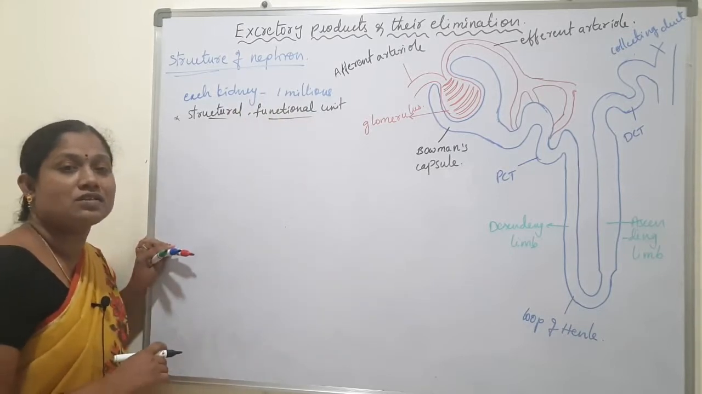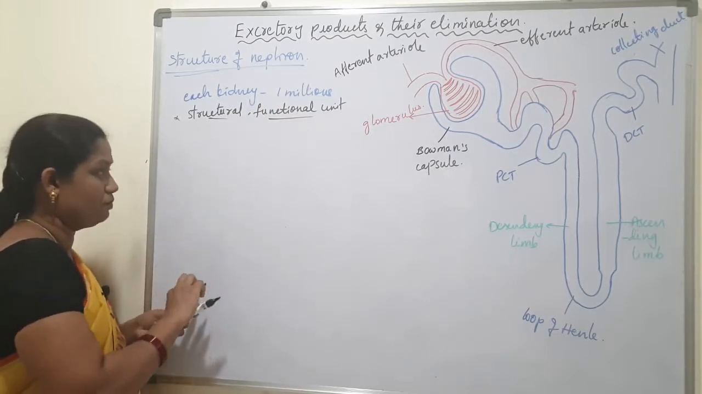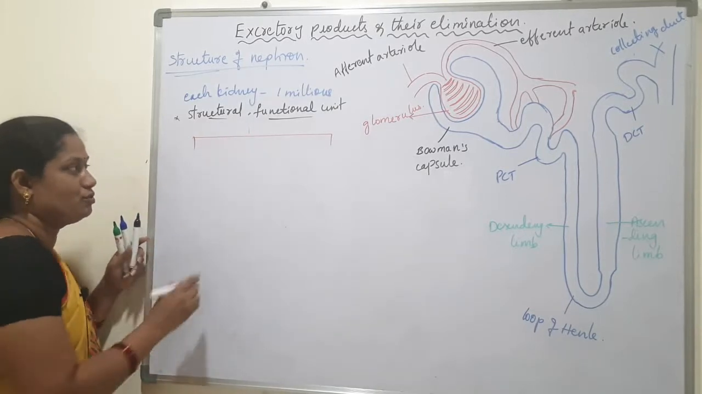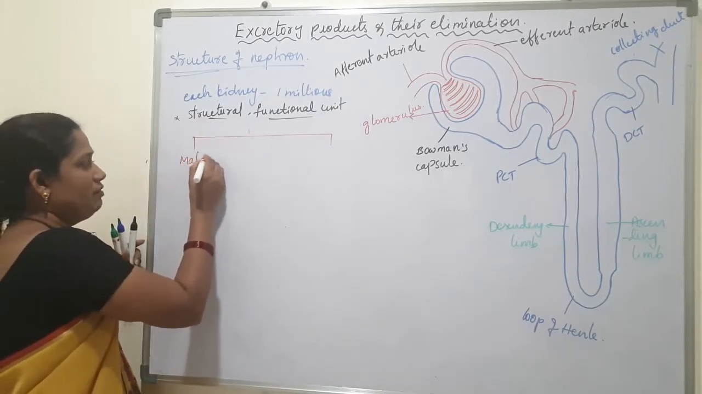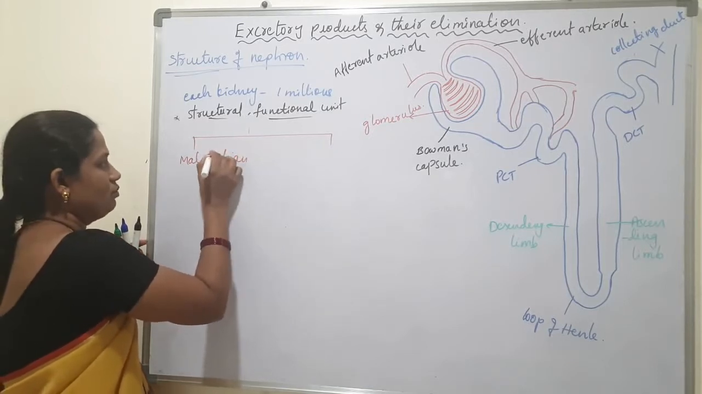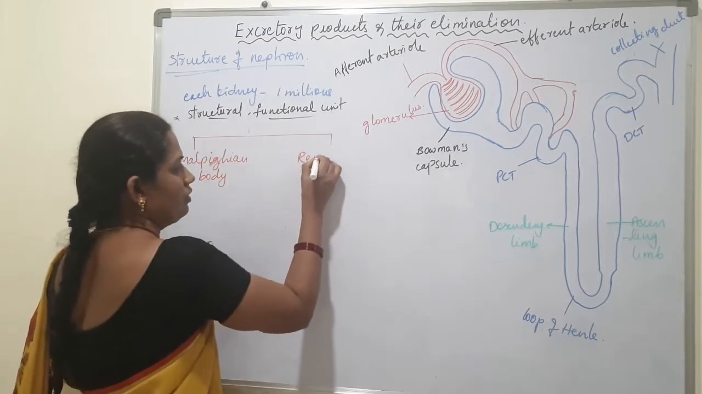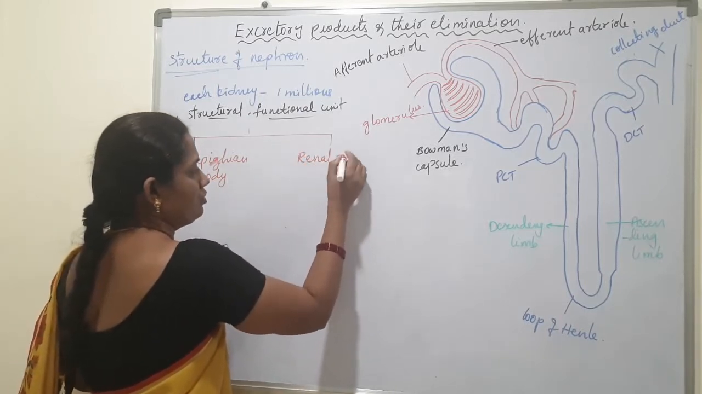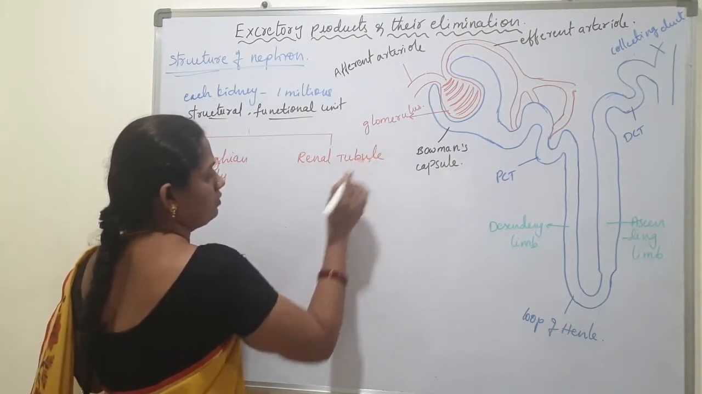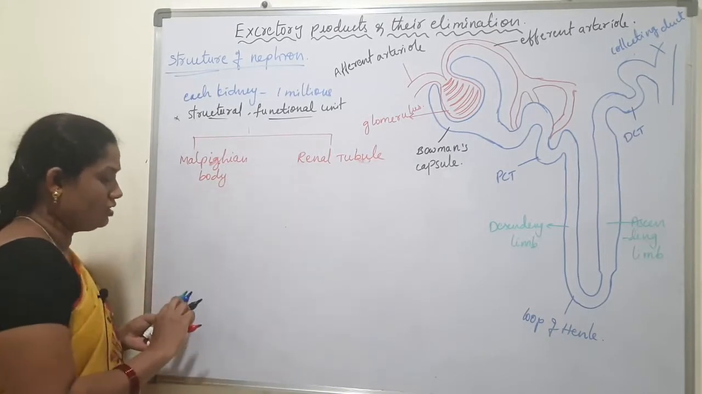So we will discuss the structure of nephron. Basically the nephron can be divided into two parts. They are the Malpighian body and the renal tubule.